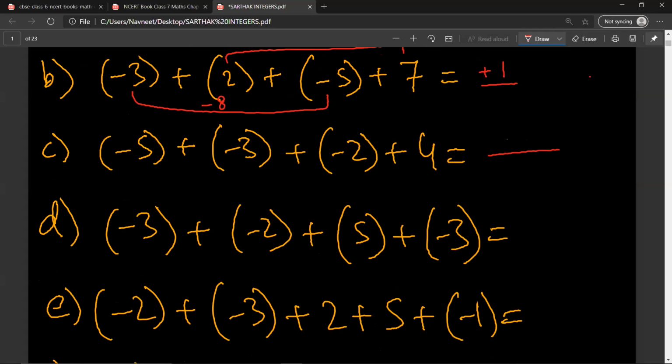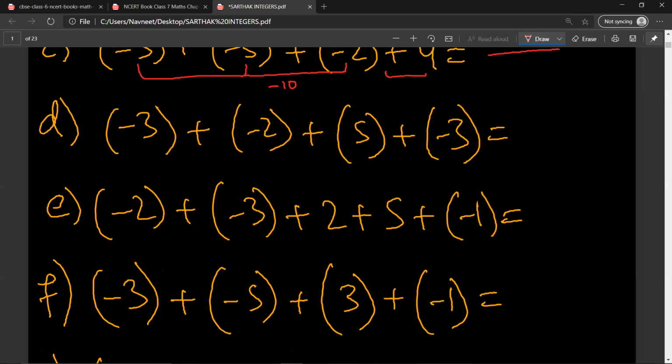What is the third answer? -6. Yes. So -5, -3, -8, -2, -10, and plus 4 is -6. Correct? Correct, Mr. Sarthak. D part? -3.